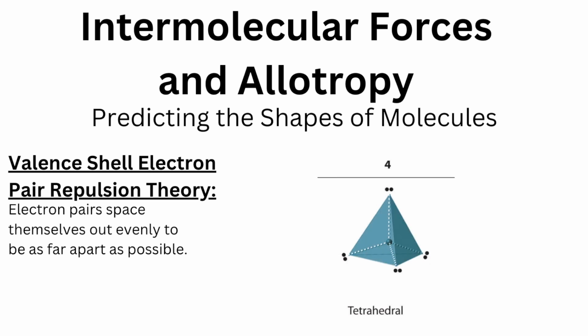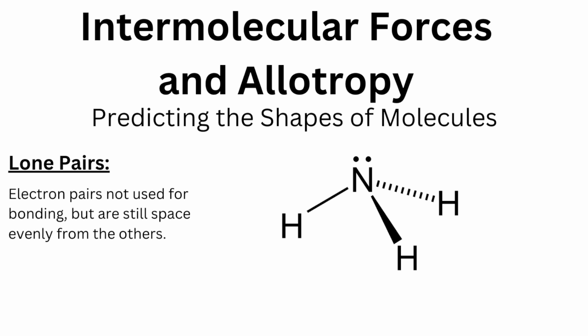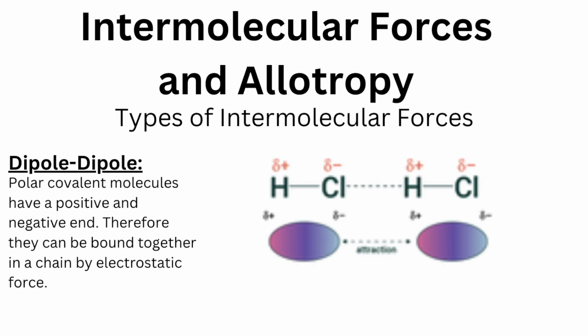When we have four bonds, each of the attached atoms form corners of a tetrahedron with the central atom at the center of it. We can also have lone pairs of electrons, that is, electron pairs that aren't used for bonding, however they're still kept at an equal distance from the other electron pairs. Hence, ammonia forms a tetrahedron with the central atom at the top vertex. With that out of the way, we can now look at different types of intermolecular forces.